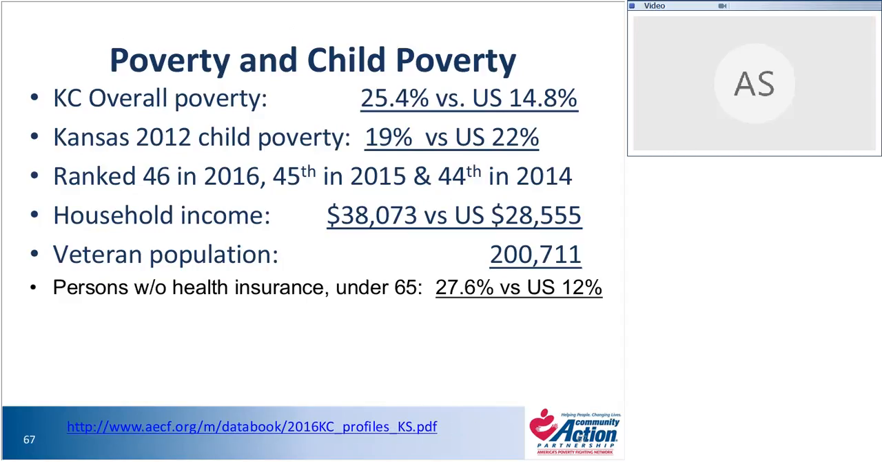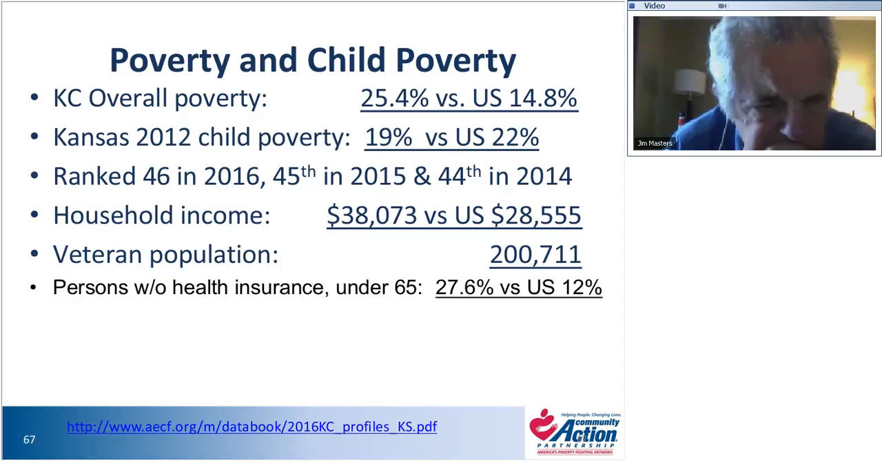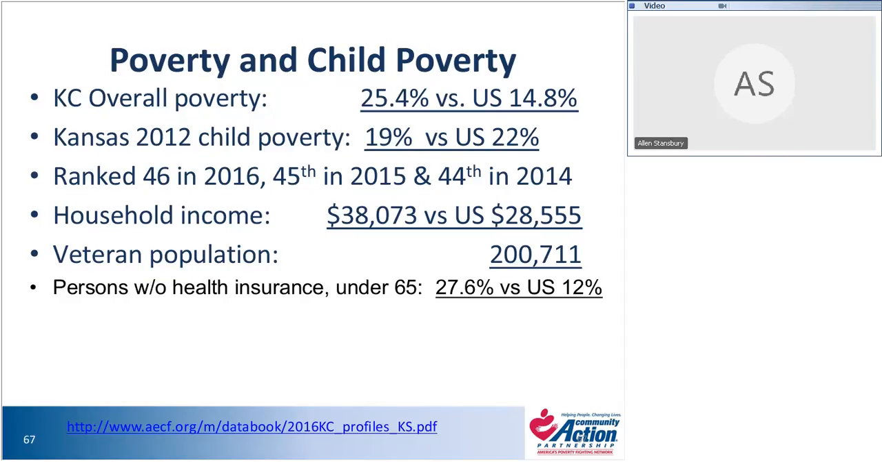Here in my bullet points, we show some particular statistic areas. Kansas City overall poverty at 25.4% versus the U.S. at 14.8%. The 2012 ranking for children, where the Kansas City area ranks between 44th and 46th. Here's the household income, veteran population, which is quite high, and persons without health insurance, 27.6% versus U.S. 12%. That's exceptionally high, and another cause of poverty.